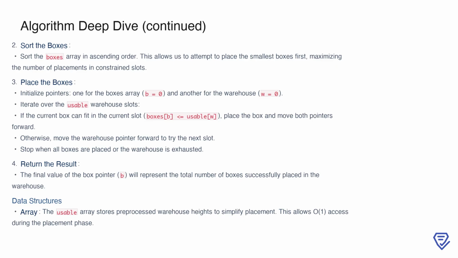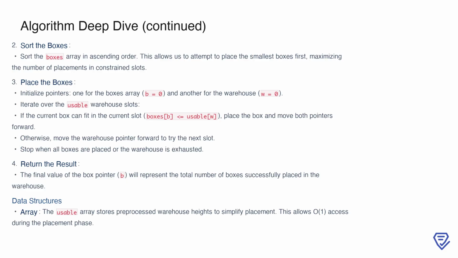Now, let's break the solution into clear steps. First, we pre-process the warehouse array to create the usable array. This involves iterating through the warehouse heights and ensuring that each slot reflects the minimum height constraint from the start up to that position. For example, if the current slot's height is greater than the previous slot's height, we adjust it to match the previous slot's height. This pre-processing guarantees that each slot in the usable array is constrained by all the slots to its left.